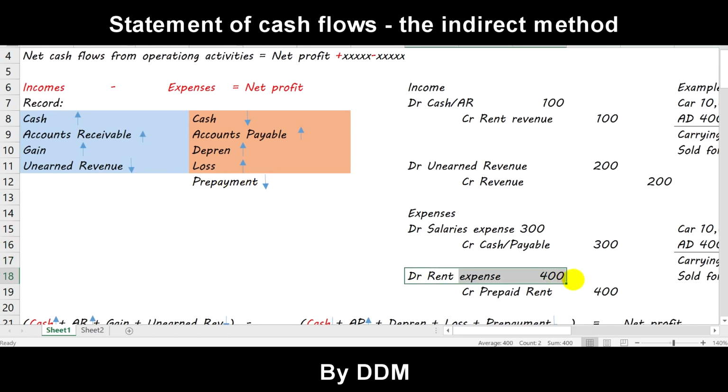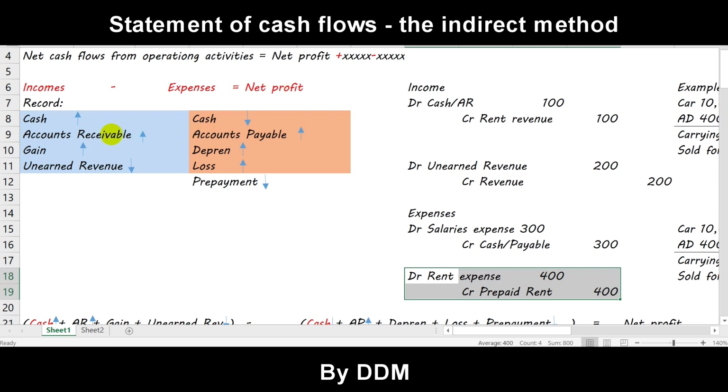Prepayment. So if we have already prepaid rent for, let's just say, $1,000, after we stay in this property for like a month, we consume part of the prepaid rent. So we need to recognize the increase in rent expense and recognize the decrease in prepaid rent. So the decrease in prepayment also shows that there are expenses incurred. Okay? So incomes minus expenses equal net profit.